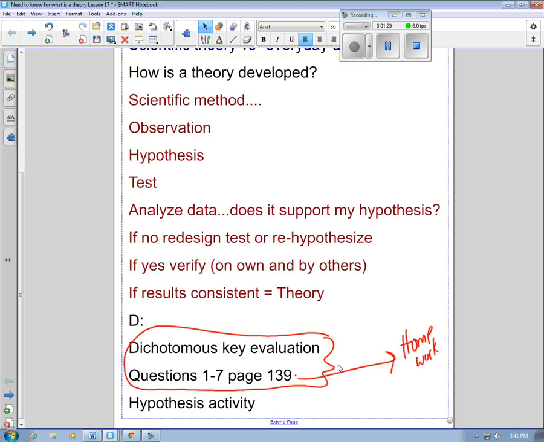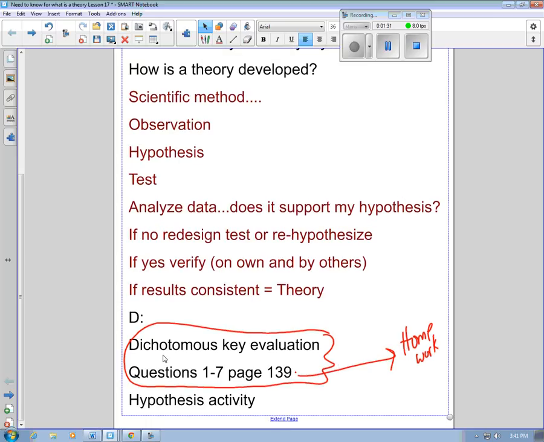The other thing that we're going to do today is just finish up with the dichotomous key evaluation. There's homework, questions 1 through 7 on page 139. And likely tomorrow, we're going to do this hypothesis activity.